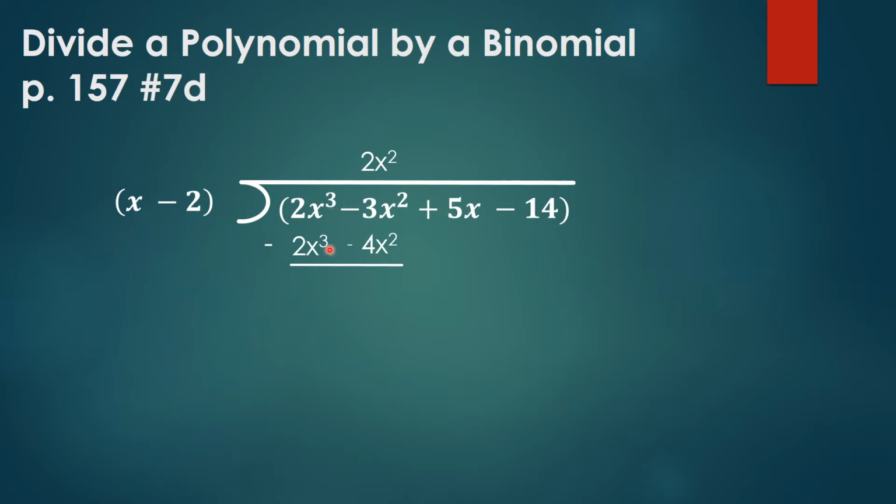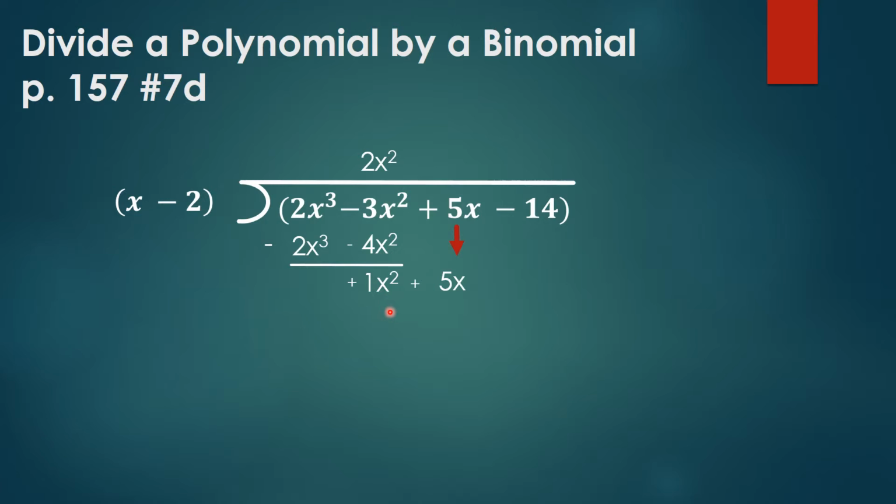Then I subtract these terms. 2x cubed minus 2x cubed is 0 by design. Negative 3x squared minus a negative 4x squared. When you're subtracting a negative, it becomes a plus. So in other words, 3x squared plus 4x squared gives me plus 1x squared. I bring down the 5x plus the sign, and I have 1x squared plus 5x.